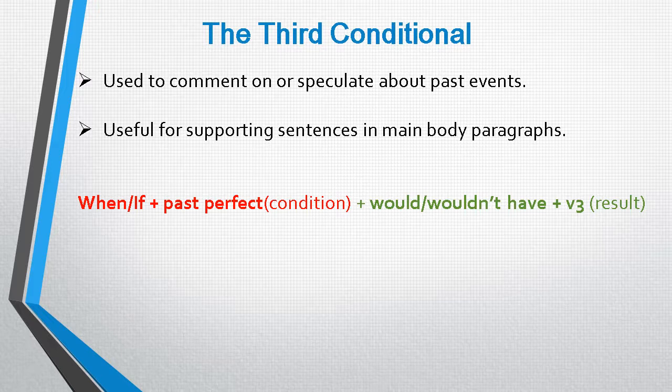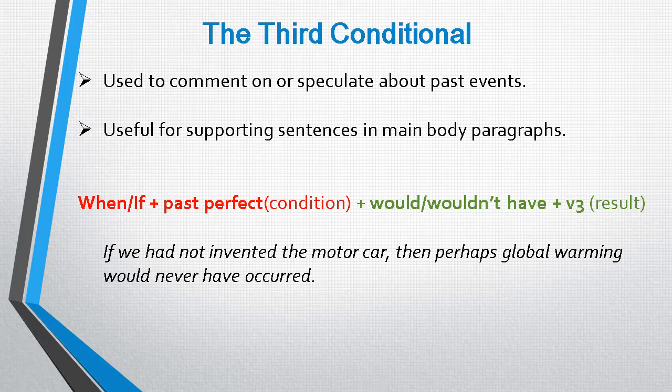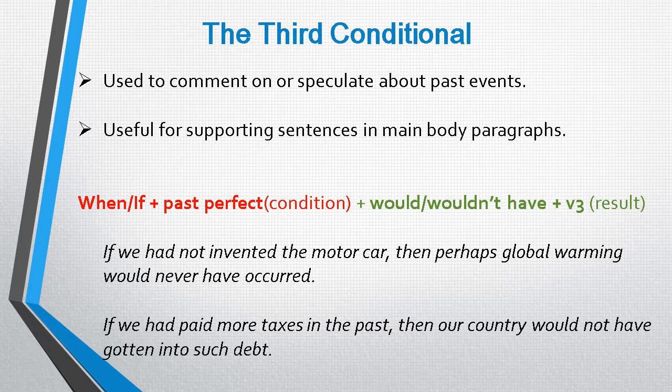And you must use verb 3, which for example is eat, ate, eaten, drive, drove, driven. So it's that last verb there. You might be used to calling it the past participle, but we'll call it verb 3 here. And a couple example sentences. If we had not invented the motor car, then perhaps global warming would never have occurred. If we had paid more taxes in the past, then our country would not have gotten into such debt.